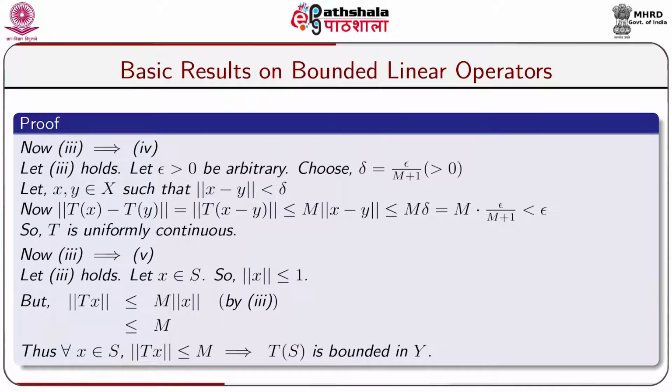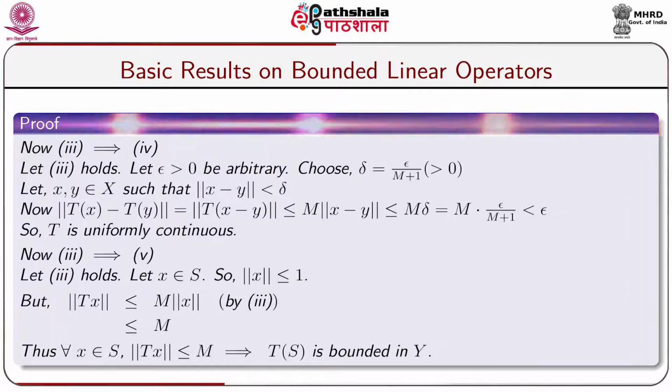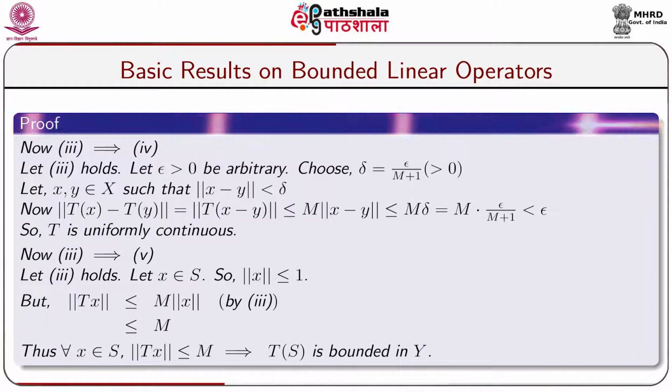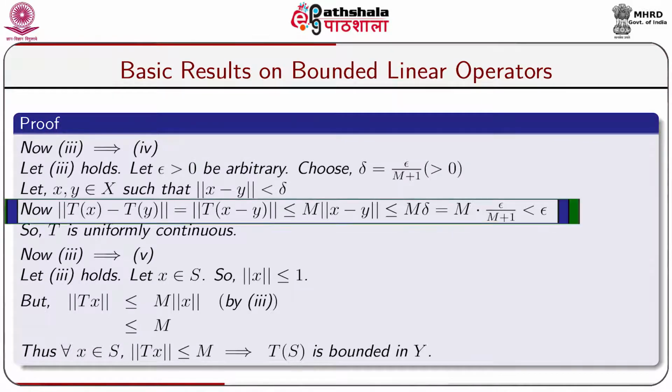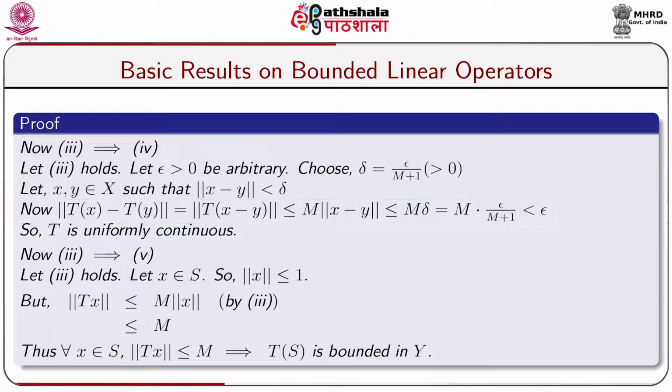Now, 3 implies 4. Let 3 hold. Let epsilon greater than 0 be arbitrary. Choose delta equal to epsilon by (M plus 1), which is greater than 0. Let x, y belonging to capital X such that norm of x minus y is strictly less than delta. Now, norm of T x minus T y is equal to norm of T of (x minus y), which is less than or equal to capital M into norm of x minus y, which is less than or equal to M into delta, equal to M into epsilon by (M plus 1), which is strictly less than epsilon. So, T is uniformly continuous.